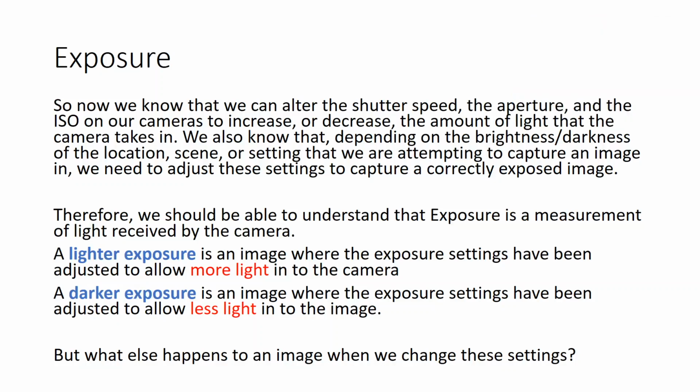So now we know that we can alter the shutter speed, aperture, and ISO on our cameras. So on the camera, we can increase or decrease these settings, shutter speed, aperture, ISO, and this will control the amount of light that's taken in.